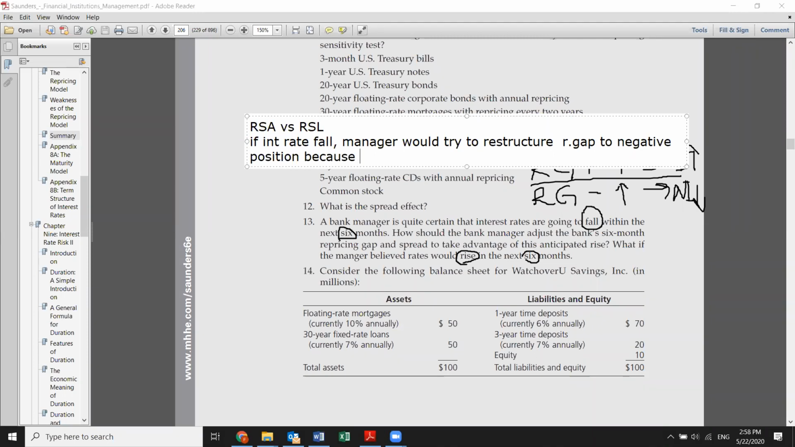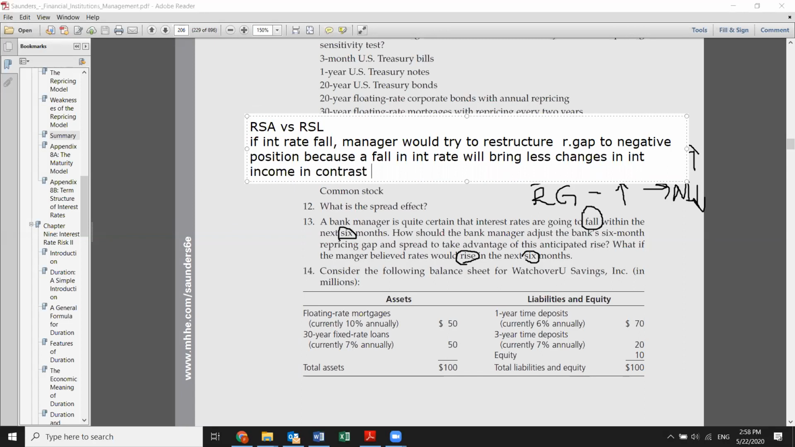In this case, a fall in interest rate will bring less change in interest income in contrast to interest expense. That will increase the net interest income eventually.